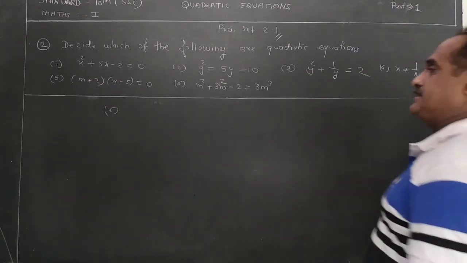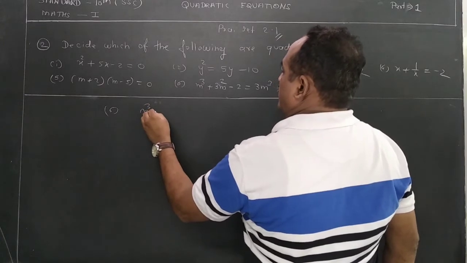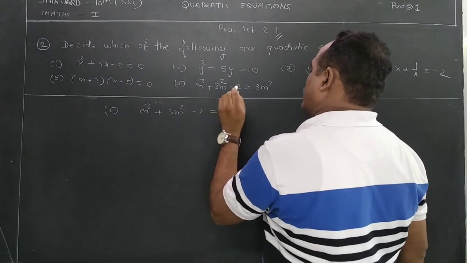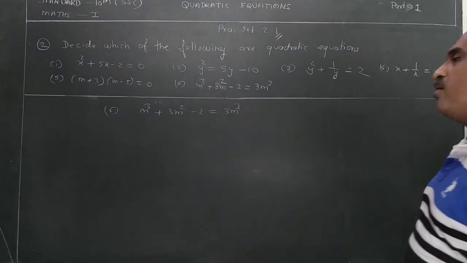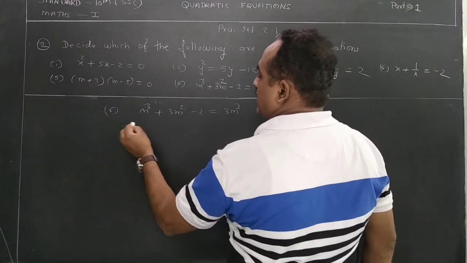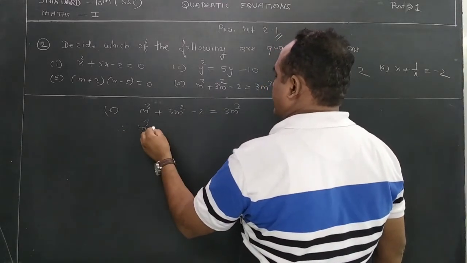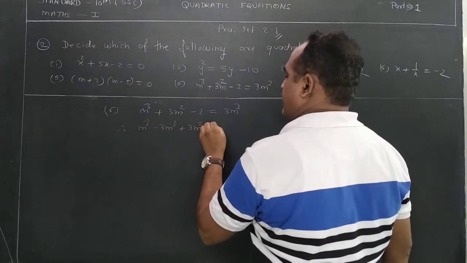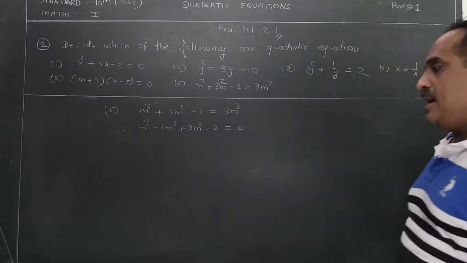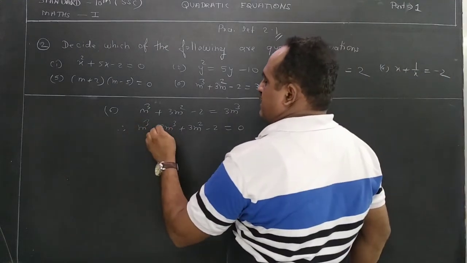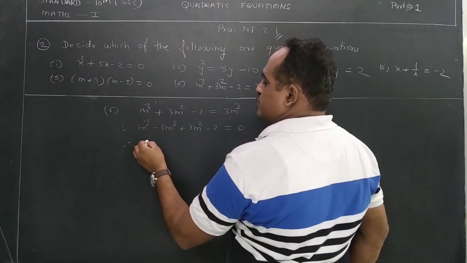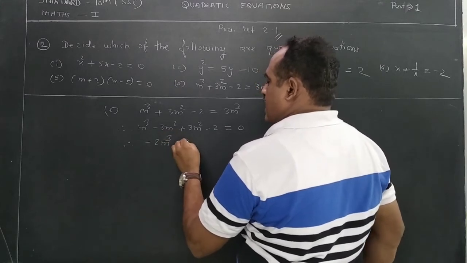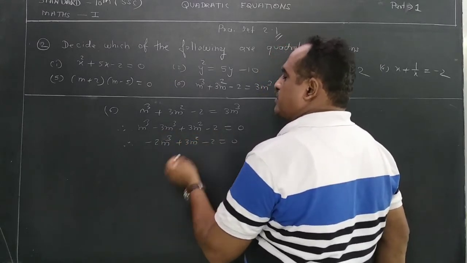Now, sixth question. Just check it. m cube plus 3m square minus 2m is equal to 3m cube. Now we are going to rearrange it properly. If I transfer m cube to that side, it will become 3m cube plus 3m square minus 2 is equal to 0. Now in this case it is plus, minus, so minus 2m cube plus 3m square minus 2 is equal to 0.